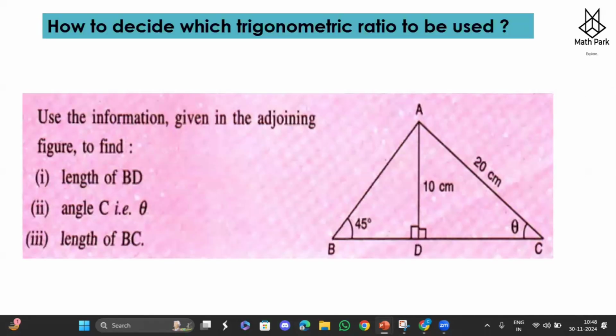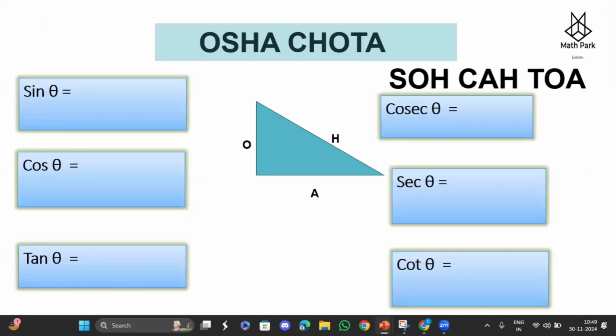So for example, in this question here, you are given a triangle ABC. Two right angle triangles are formed here and few values are given and angles are given. And you have to find the length BD, angle C, and the length of PC. So how to decide which trigonometric ratio to be used? For that, let us understand the basics.